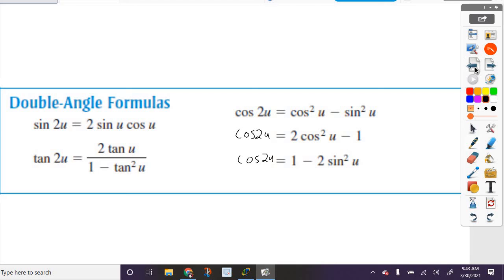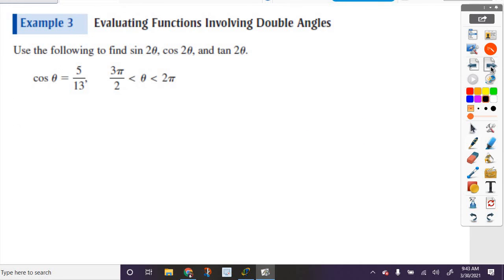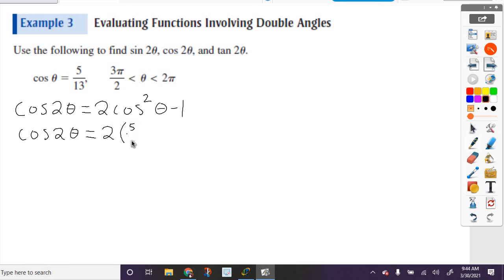And then over here, on my other ones, I do have one option that gives me just cosine of 2u, and that's by plugging into 2 cosine squared of u minus 1. So that same one that we just used. So we know that cosine of 2 theta equals 2 cosine squared of theta minus 1. And so we can plug in our cosine of theta. So we have 2 times 5 over 13 squared minus 1.